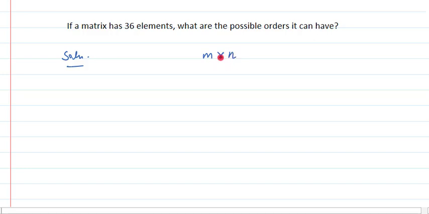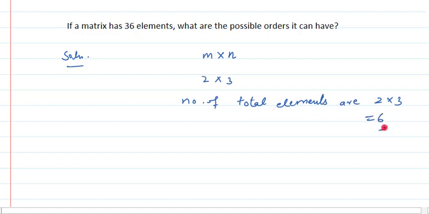Means if the order is 2 by 3, means 2 rows and 3 columns, and the number of total elements in the matrix are 2 into 3, that is 6. Means the number of elements are the multiplication of m and n, means number of rows and number of columns. So in the problem we are having 36 elements in the matrix.